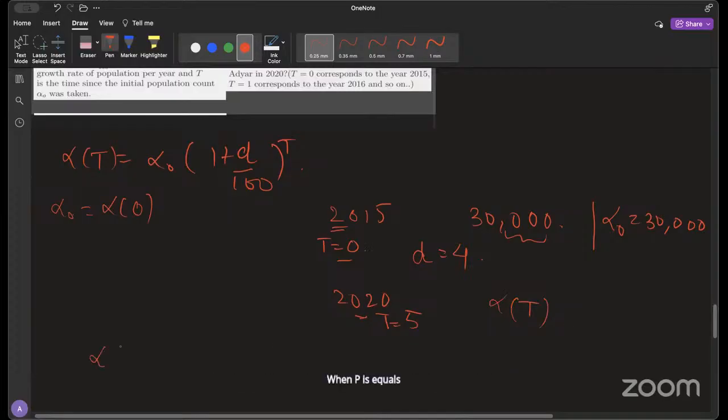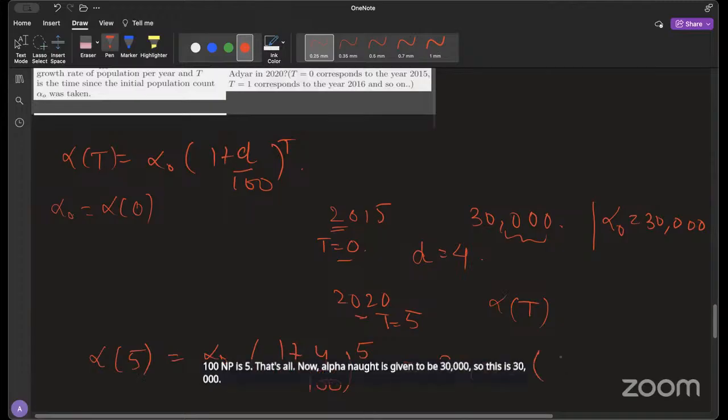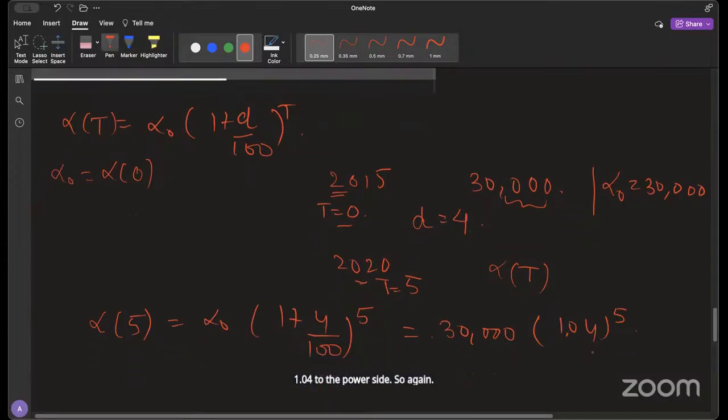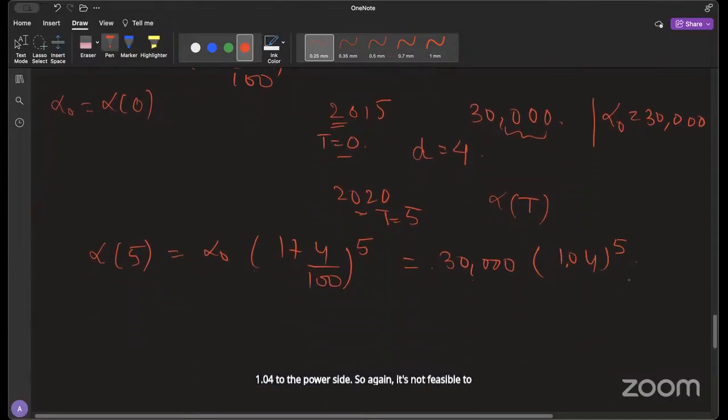So let's substitute 5 here. Alpha 5 is equal to alpha naught times 1 plus d by 100, where d is 4 and t is 5, and alpha naught is given to be 30,000. So this is 30,000 times 104 by 100, which is 1.04, to the power 5. It's not feasible to calculate this manually. You can just use a calculator, and it will give you the approximate value.